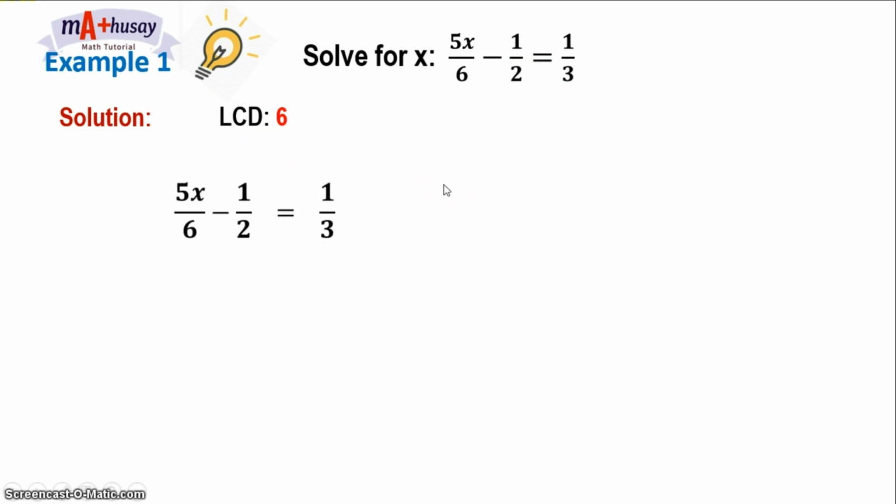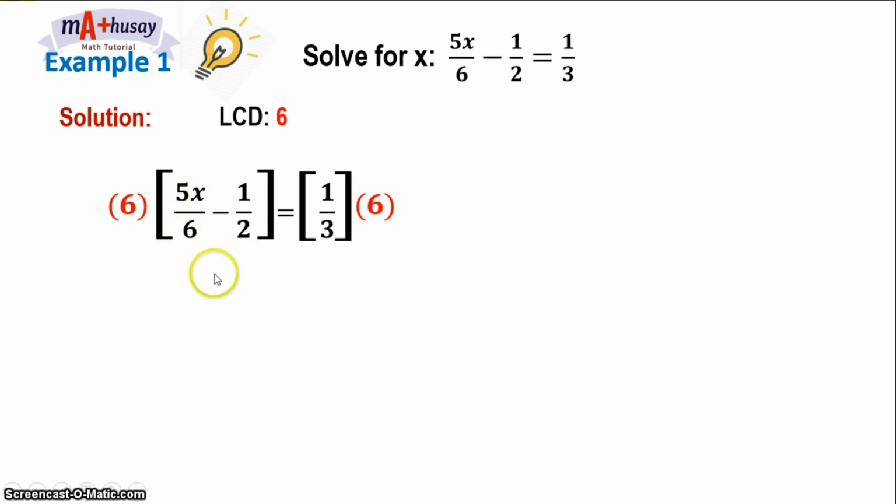So, i-multiply natin ang LCD na 6 sa both sides of the equation. So, if we multiply 6 sa left side ng equation, 6 times 5x over 6, so makakancel si 6, we have 5x na lang. 6 times 1/2 is just negative 3, right? Kasi 6 times negative 1 is negative 6 divided by 2 is negative 3. Okay, so sa right side of the equation naman, 6 times 1/3, so ilang 3 ba meron sa 6? That's 2. So you can cancel out 3 and 6. So that's equal to 2.